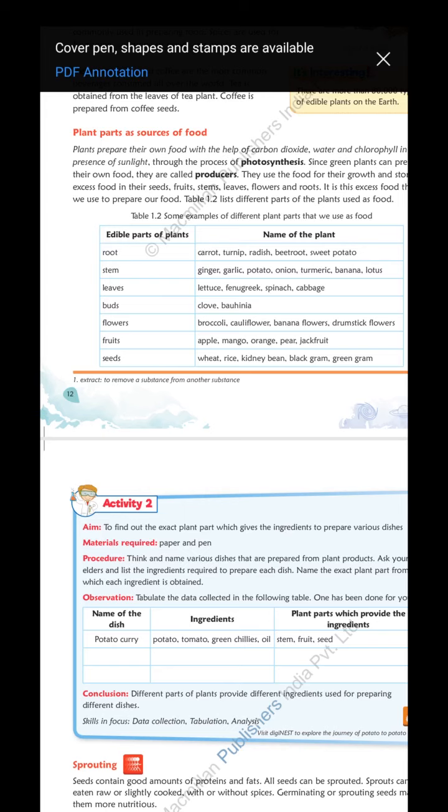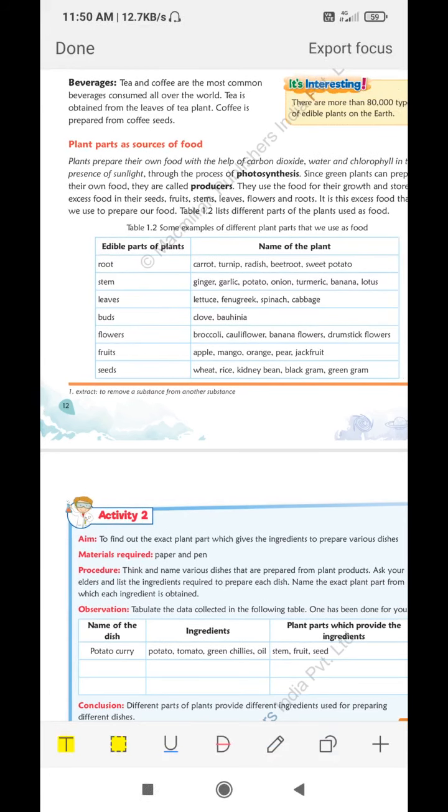From stem we are getting some food items: ginger, garlic, potato, onion, turmeric, banana. Are you watching the screen now? These all we are getting from stem. Remember these all, okay?